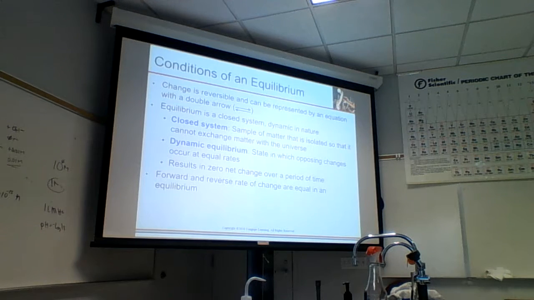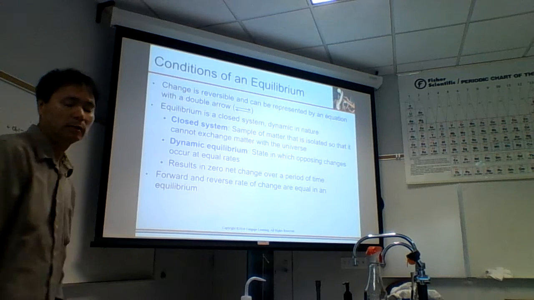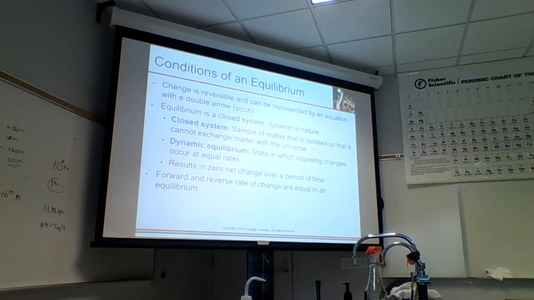When we have a dynamic equilibrium, the forward rate is equal to the reverse rate. It might be biased towards one side or the other. In fact, that's often the case. Sometimes it's a 50-50 mix of forward and reverse, but sometimes it's biased towards the reactant, and sometimes it's biased towards the product.